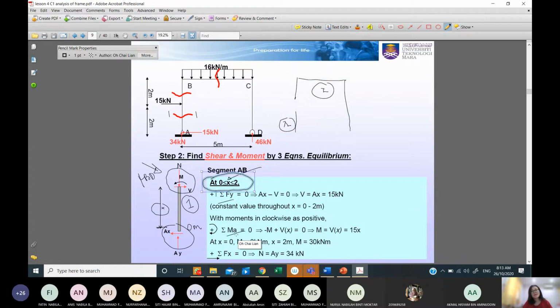Previously we have been arguing on whether we shall put a summation Fx in this case, because now you are dealing with Ax. Just to make sure every member of the frame is consistent, when we find shear force using summation Fy, we use this so-called local axis to decide on this direction. Maybe I will clear this board and explain a little bit on the local axis.